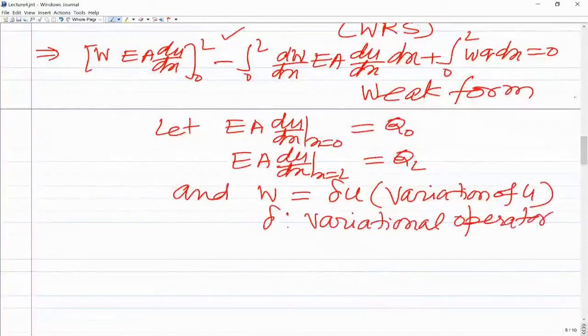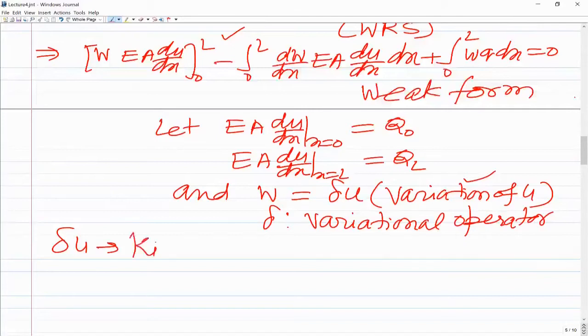So like d by dx is a difference derivative operator. Similarly, delta is a variational operator. And what is delta u? Delta u is the variation of u, as I have written over here. And what is the characteristic of this variation? So delta u is the variation in displacement. I'm just writing the properties of that.